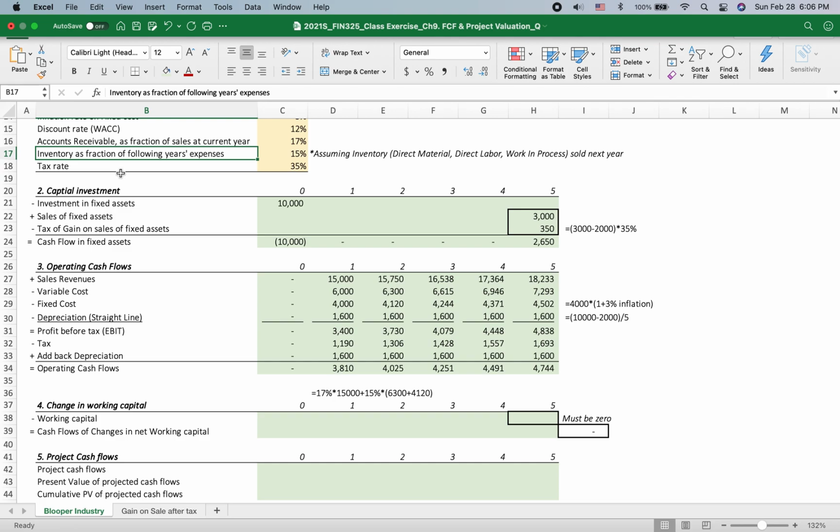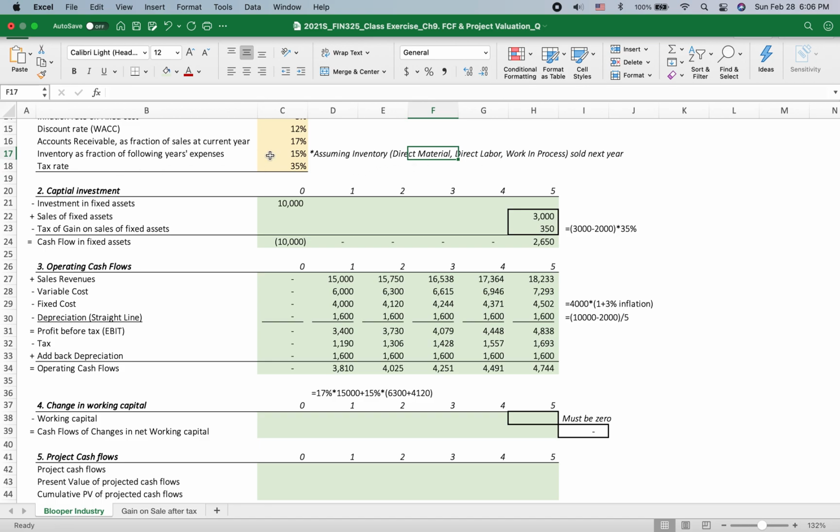If we increase the accounts receivable, that means we recognize revenue on credit sales, but it is not actually cash in. That's why we have to decrease the cash amount when we increase accounts receivable. Inventory means we purchase inventory like the direct material, direct labor; work in process is also part of the inventory.